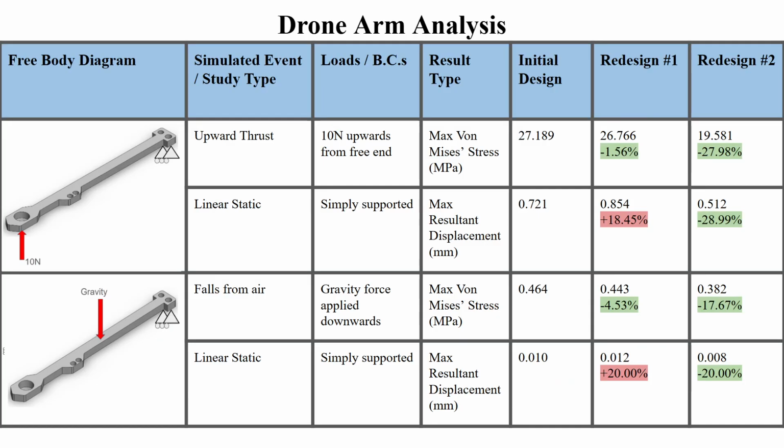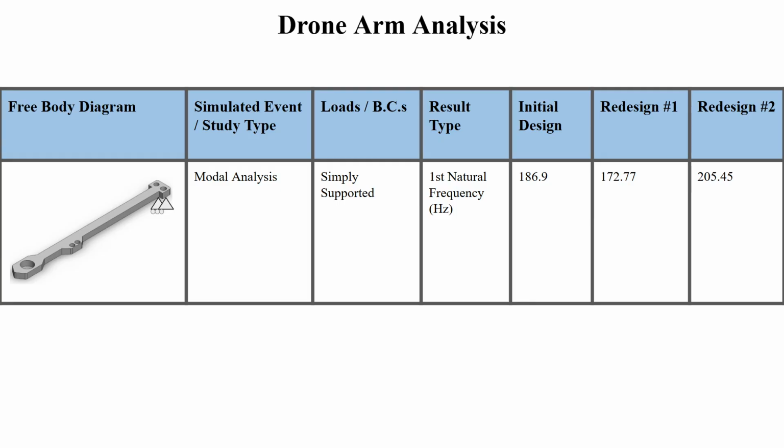For our analysis results, redesign number 2 proved to be the most optimal design, as it significantly reduced the maximum stress by about 28% and similarly decreased the maximum displacement by about 29%.